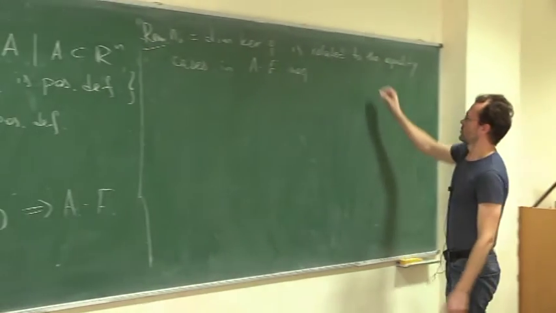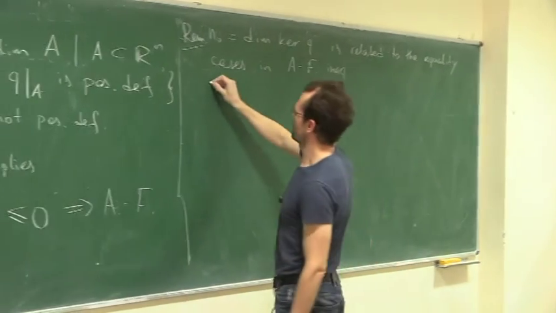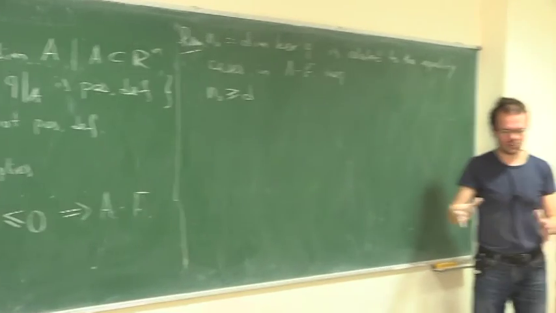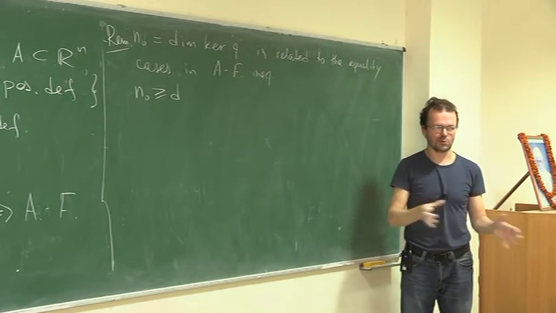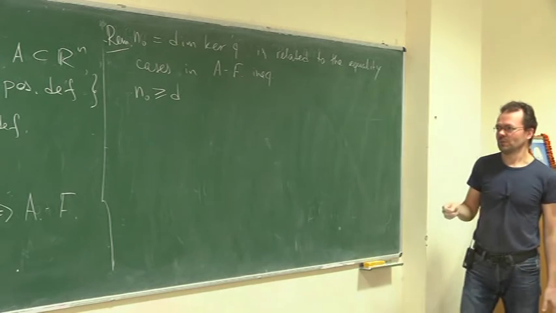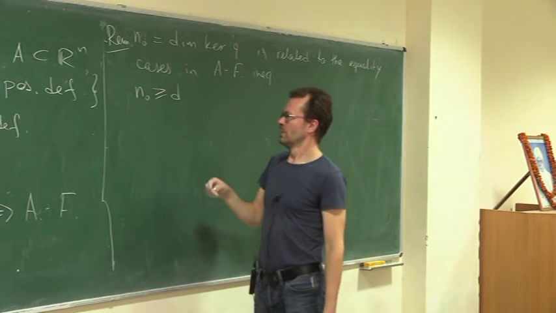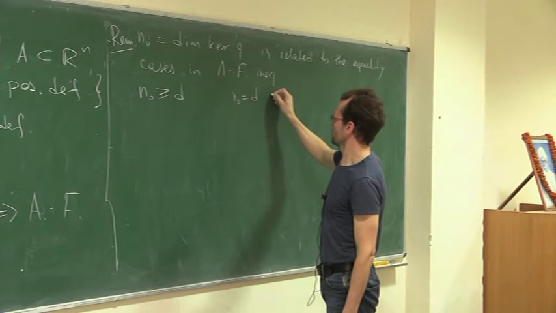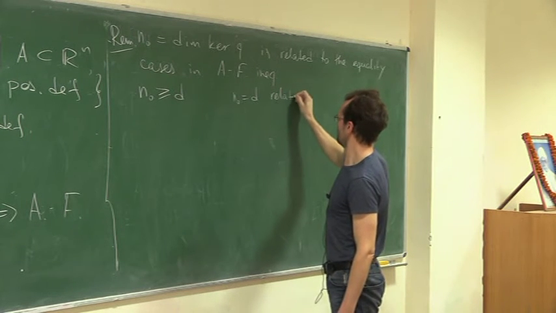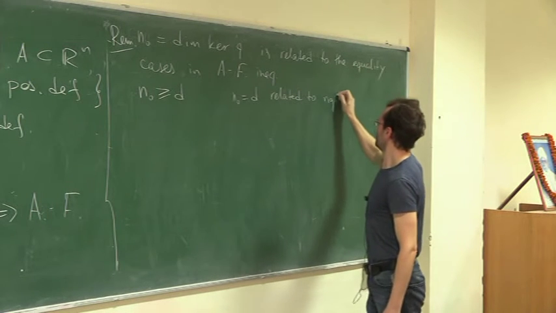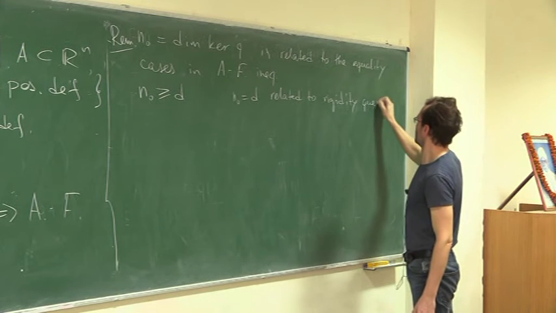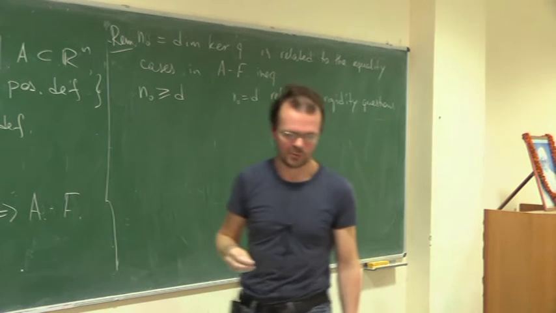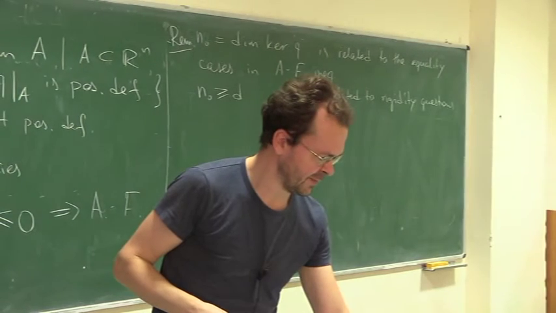But somehow the dimension of the kernel is at least d. This is because you can translate the polytope in d directions, and all translations of the polytope give you an element in the kernel. And also this n0 is equal to d is somehow related to rigidity questions. Maybe I will speak about one of these if I have time.